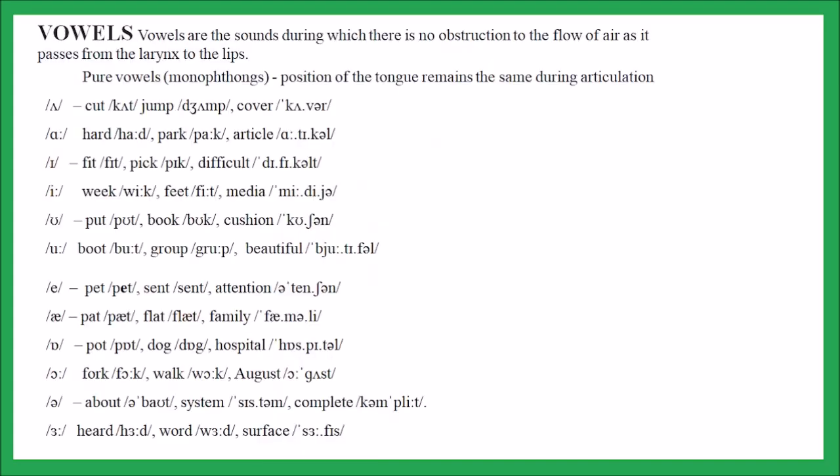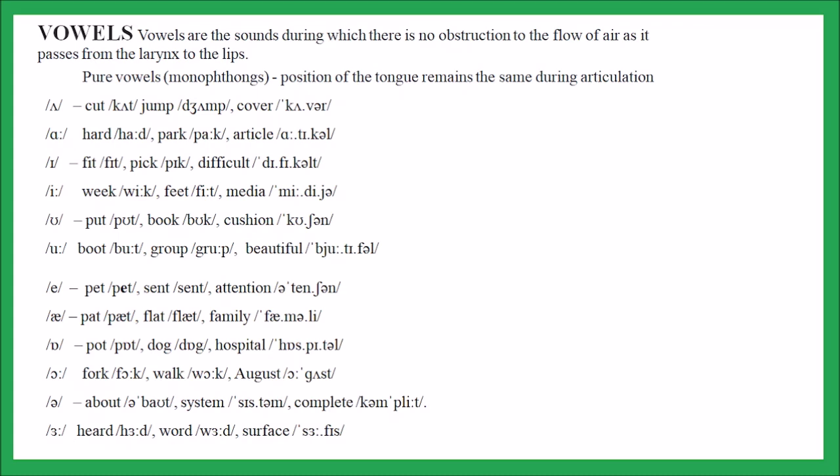Coming to the first classification of phonemes, the vowels. Vowels are the sounds during which there is no obstruction to the flow of air as it passes from the larynx to the lips. As I told you earlier, sounds are produced through the passage of air through the windpipe and the larynx. You know from your science classes that the larynx is the box-like structure, also called the voice box, that is situated in your throat. It is the vibrations in the larynx that help you produce sounds. While vowel sounds are uttered, there is no obstruction to the flow of air. The air is not blocked in the larynx.